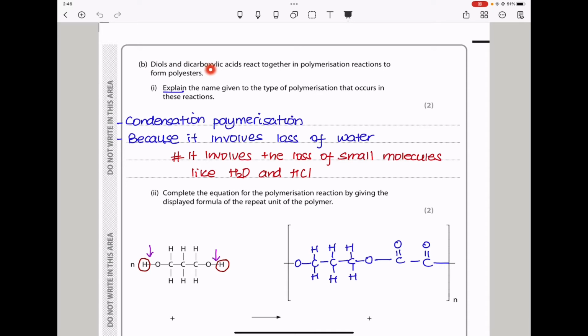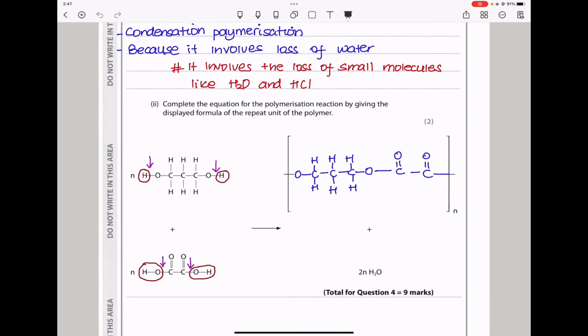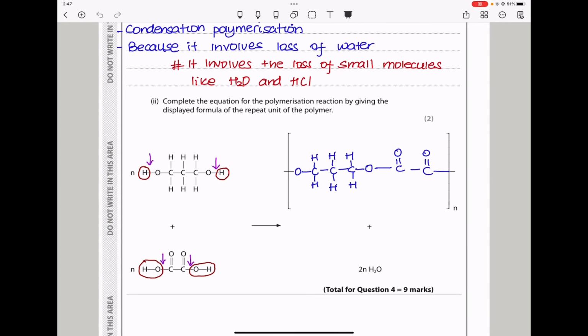Reactions where diols and dicarboxylic acids react produce polyesters, and these are condensation reactions, because there is loss of a water molecule. In this case, I said water because it's diols and dicarboxylic acids. There is another type of condensation reaction where HCl is lost, and those include when you have a diacyl chloride and a diol. So down here they say complete the equation for the polymerization reaction by giving the displayed formula of the repeat unit of the polymer.